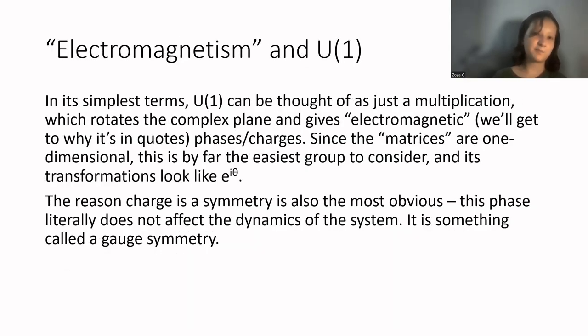Now on to our last term, which represents electromagnetism. In its simplest terms, U1 can be thought of as just a multiplication, which rotates the complex plane and gives electromagnetic, we'll get to why it's in quotes, phases slash charges, right? Since the matrices are one-dimensional, this is by far the easiest group to consider, and its transformations look like e to the i theta. Theta is the phase that we give to the complex plane, or the rotation, right?